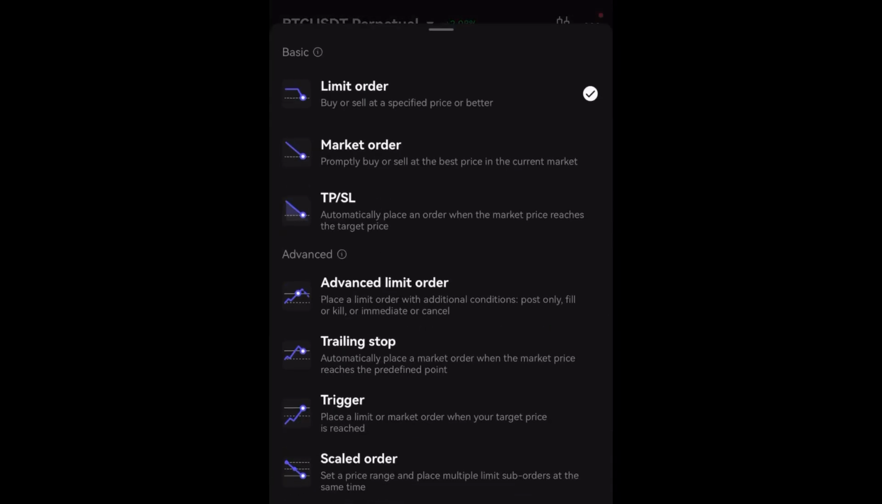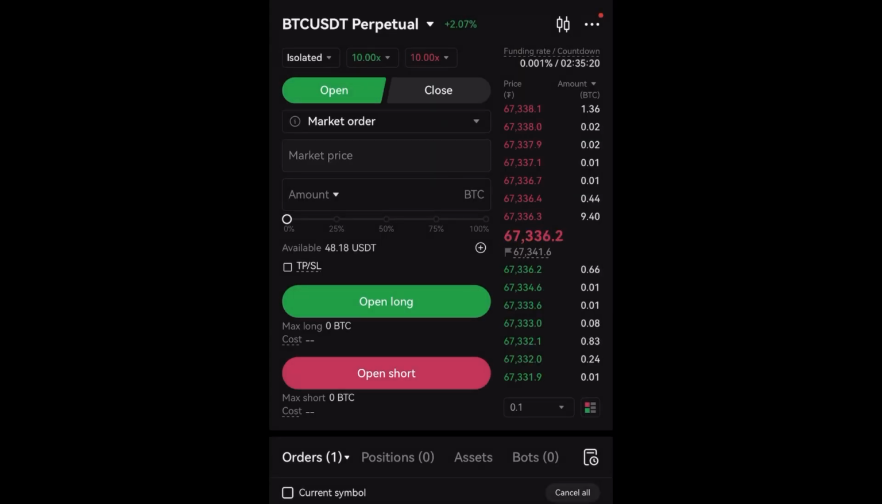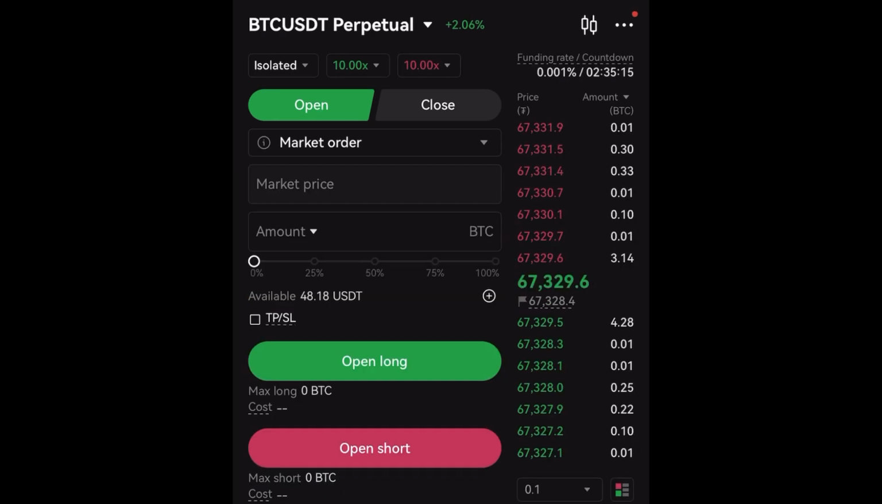That is a limit order. But for a market order, it means you are buying at the available market price. So let's take a long trade with a market order. So this is BTC USDT perpetual futures trading. We are taking a long trade at a market order, using the market price.